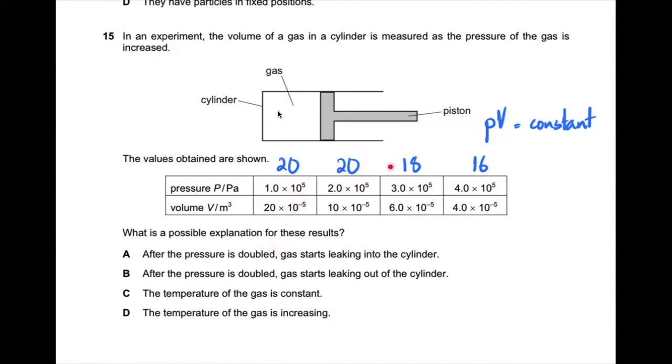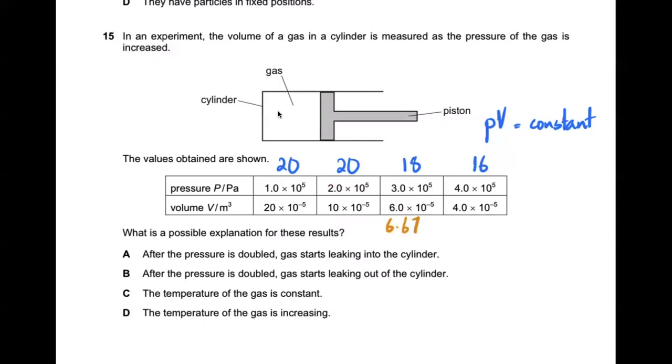So the pressure is increasing. And here what should have happened is that the volume should have decreased. Because the pressure tripled, the volume should have become 1/3. So 1/3 of 20 is what? 1/3 of 20 is 6.67, right? So this should have been 6.67, but it's less. The volume is less.